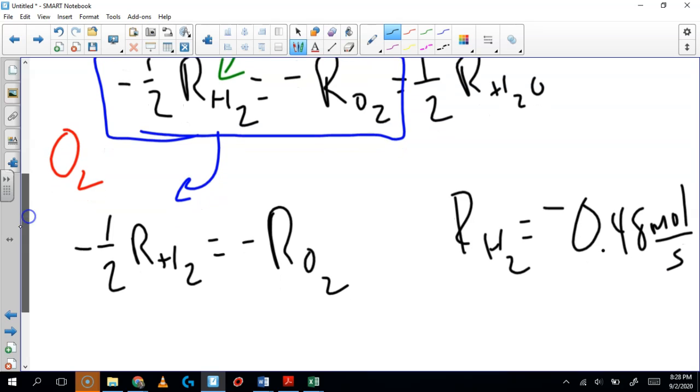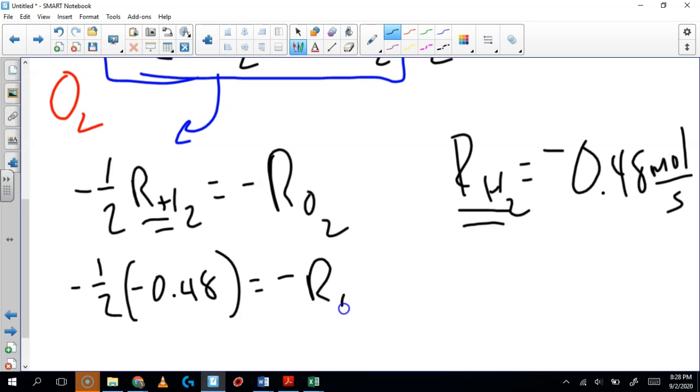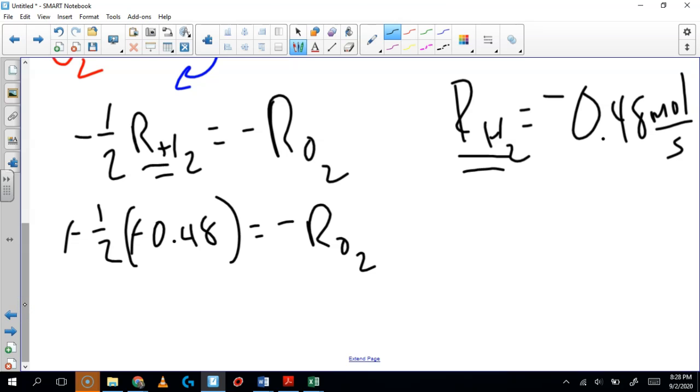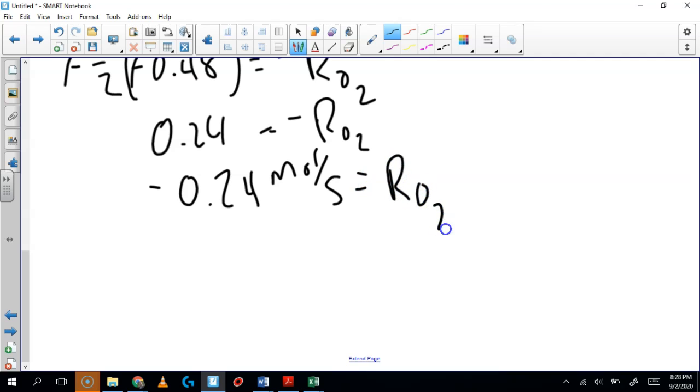Once we get that, now it's a pretty straightforward plug and chug. Here we have rate of H2, here's rate of H2, so it's going to be negative 1/2 times negative 0.48 equals negative rate of O2. Well, we can get rid of negative signs here. When we solve this, I guess the way that I wrote it was stupid, but we'll go with it. We get 0.24 equals negative rate of O2, and then divide by the negative. You get negative 0.24 moles per second equals the rate of O2, right?